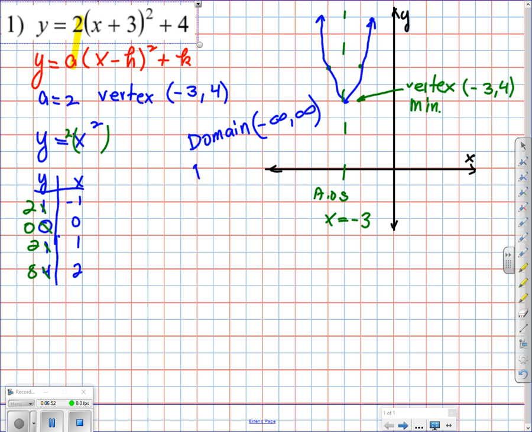Now the range is the y values. Look at the negative y. Does the graph go forever in this direction? The answer is no. It stops here, so that is 1, 2, 3, 4. That is the y value. Now, because it's not infinity, it should be a bracket. When you have infinity, it'll be parentheses. If you have a number, it'll be a bracket.